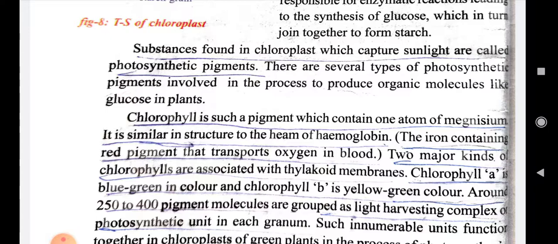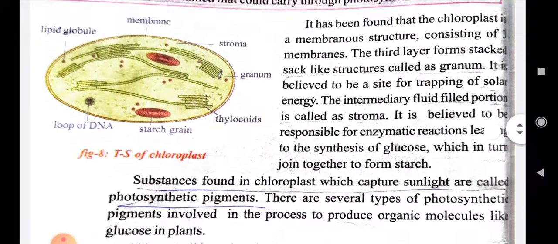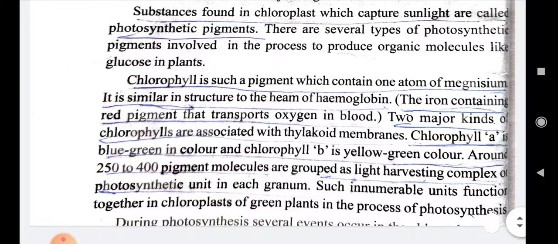Next, two major kinds of chlorophyll are associated with the thylakoid membranes. First of all, what is a thylakoid? The stalks of the thylakoids form the grana. So you can see in the picture here, thylakoids are observed one upon the other. Two major kinds of chlorophylls are associated with the thylakoid membranes, chlorophyll A and chlorophyll B. Regarding chlorophyll A and B, we have already learned that chlorophyll A is blue green in color and chlorophyll B is yellow green in color.